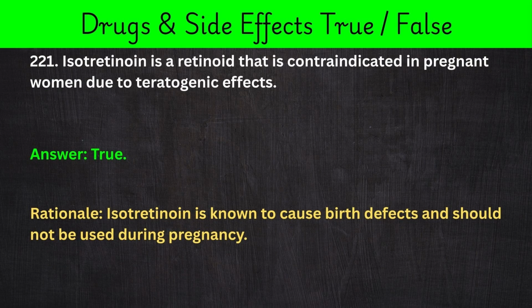221. Isotretinoin is a retinoid that is contraindicated in pregnant women due to teratogenic effects. Answer: true. Rationale: isotretinoin is known to cause birth defects and should not be used during pregnancy.